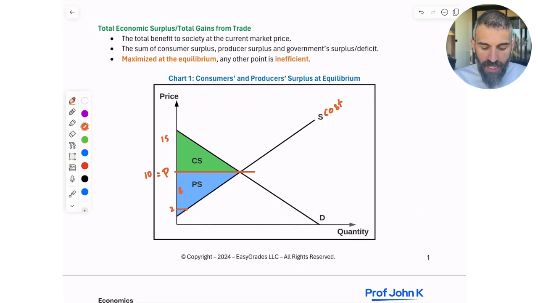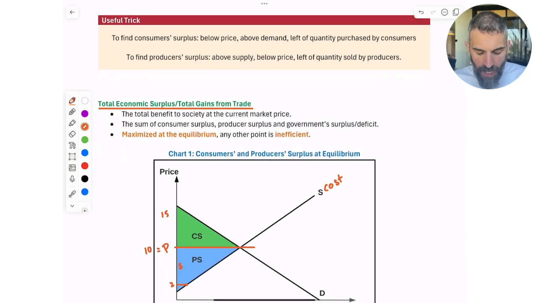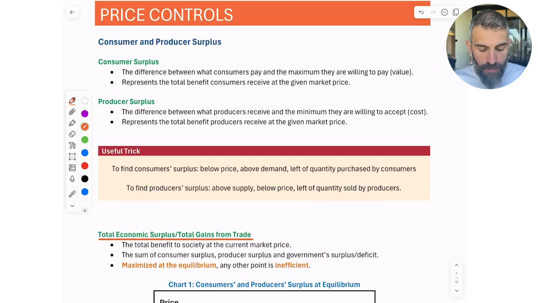Now, when you put the two together, you get something called total economic surplus. It's just the sum of producer surplus and consumer surplus. And when the government starts to be involved, you would also include in that any benefit to the government. Okay, we'll deal with the government stuff in a second. For now, we're just going through the basics of what consumer surplus and producer surplus are.